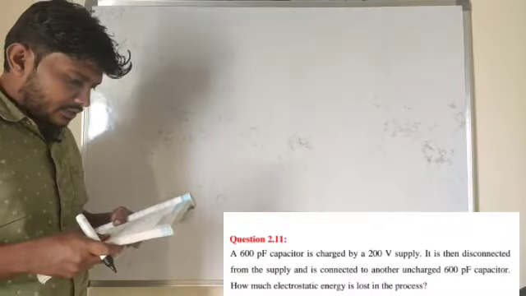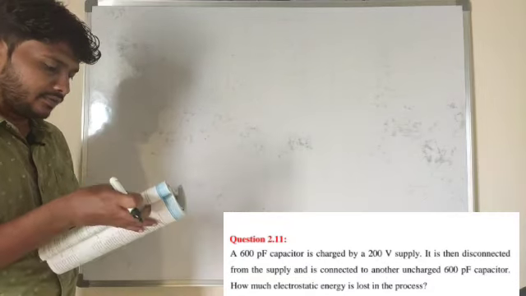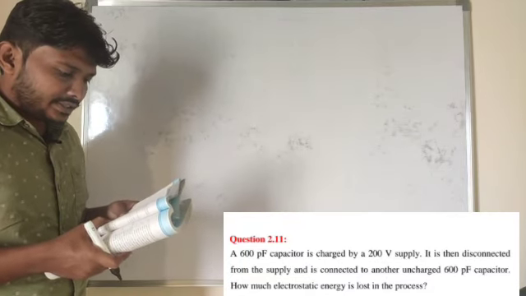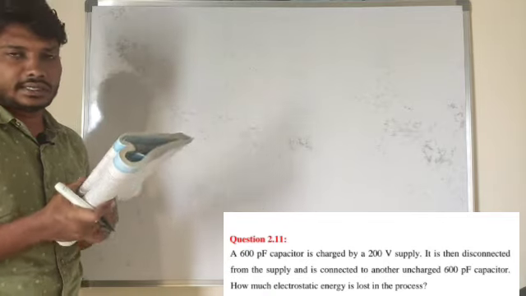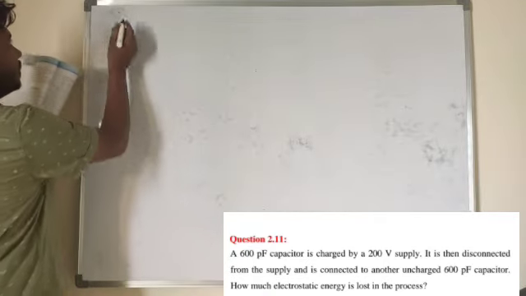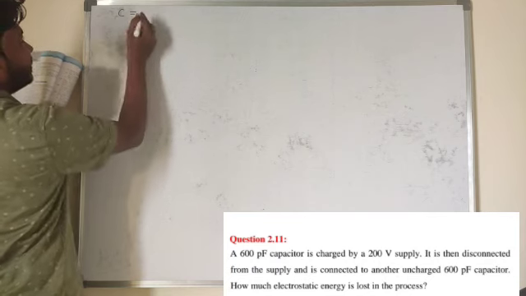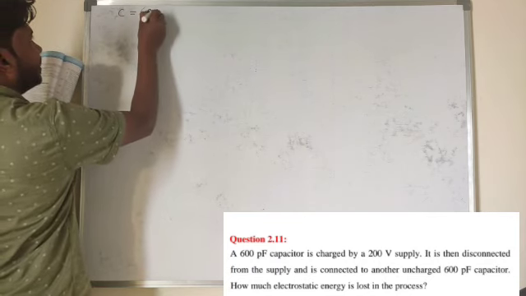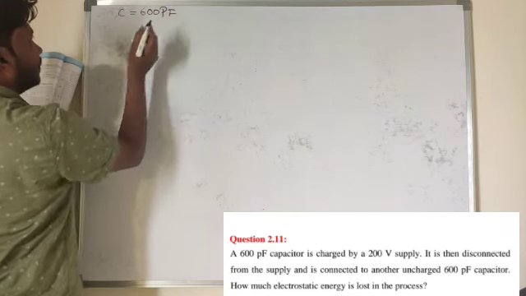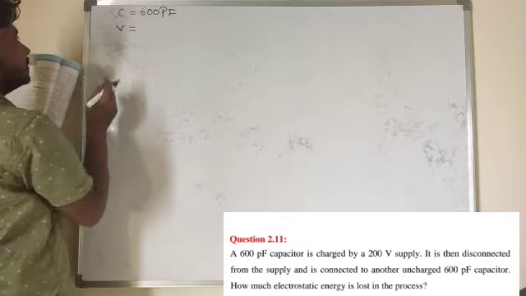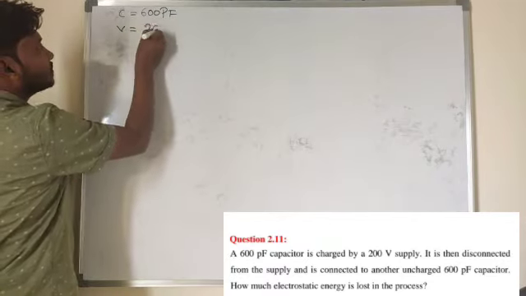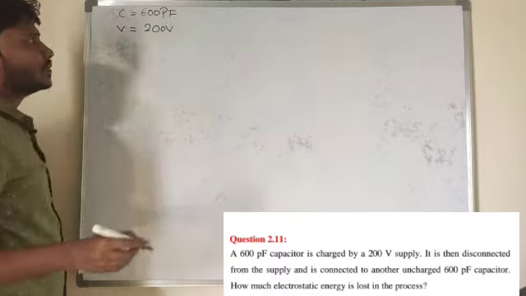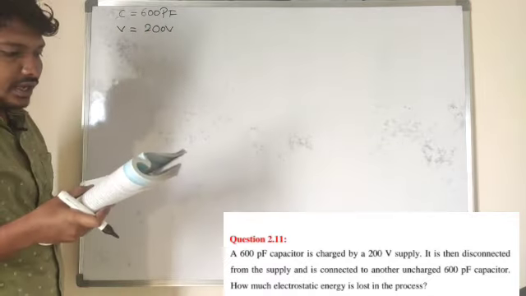Okay, we'll solve the next question. So I will read the question here. A 600 picofarad capacitor is charged by a 200 volt supply. So they mention that the capacitor's value is 600 picofarad and it is charged by giving a potential of 200 volt supply. So V value is how much? So V value is 200 volt.